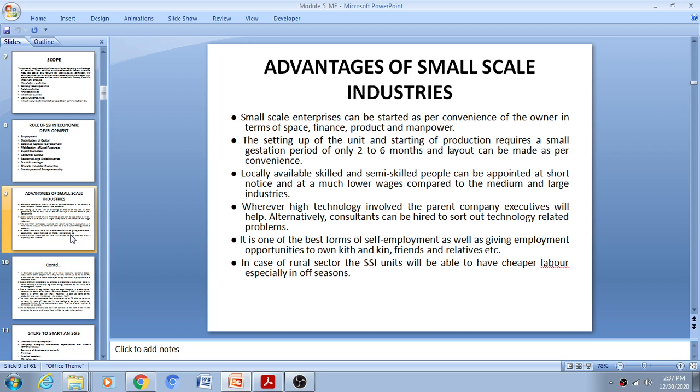The next one is in case of rural sector, the SSI units will be able to have cheaper labor, especially in off seasons. You know, in rural areas, the main business would be to work in fields, and if it is an off season, at that time you will have labor at much cheaper prices.